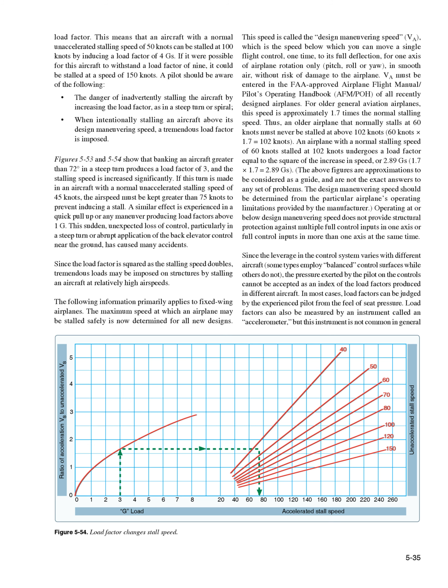The above figures are approximations to be considered as a guide, and are not the exact answers to any set of problems. The design maneuvering speed should be determined from the particular airplane's operating limitations provided by the manufacturer. Operating at or below design maneuvering speed does not provide structural protection against multiple full control inputs in one axis or full control inputs in more than one axis at the same time.